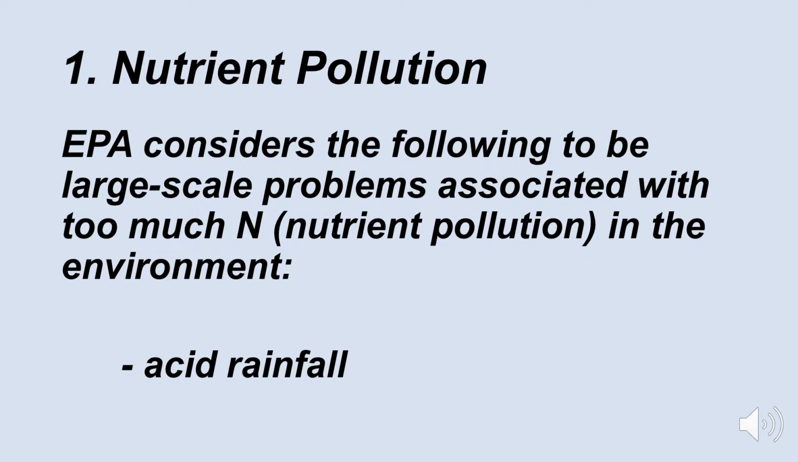Acid rainfall. One of the major contributors to acid rainfall is nitrogen oxides, NOx's. You put them up in the atmosphere, they react with precipitation, and fall to the earth as nitric acid, and that's one of the things that causes the acidification of many of our rivers, can adversely impact forest ecosystems, can even adversely impact building materials. So acid rainfall is also another form of nutrient pollution.